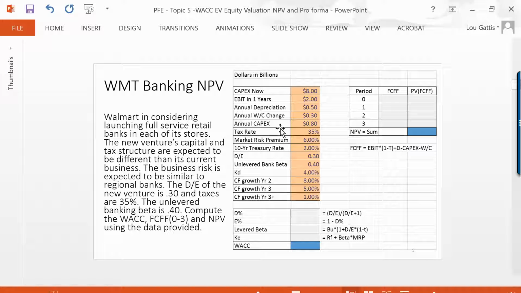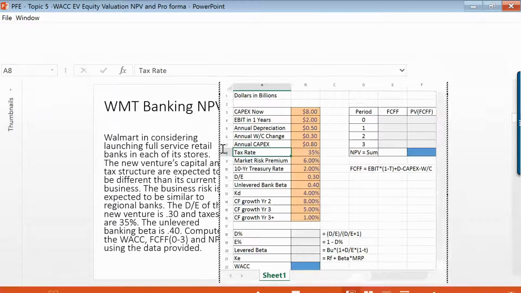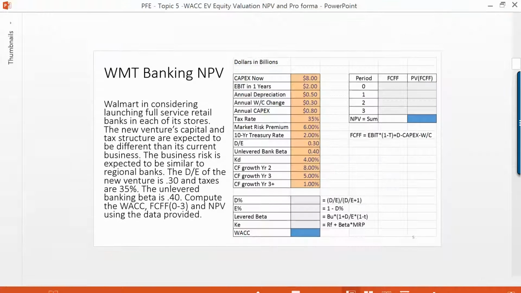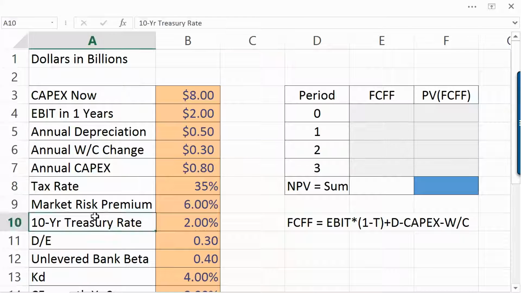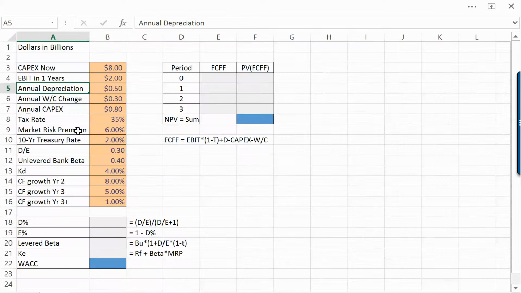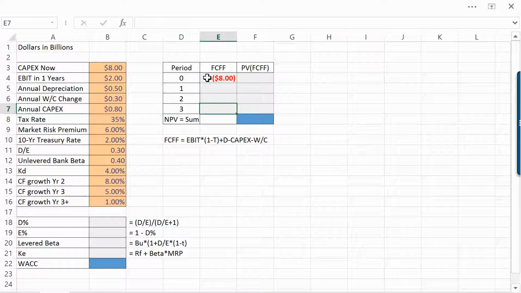So let's look at this example of Walmart launching banks. So I'm going to grab that data, and I want to put it into Excel. So it's going to cost me $8 billion today. So I'll put that cash flow in. Now I need to calculate the free cash flows to the firm for the next 3 years. These are estimates for the next year.